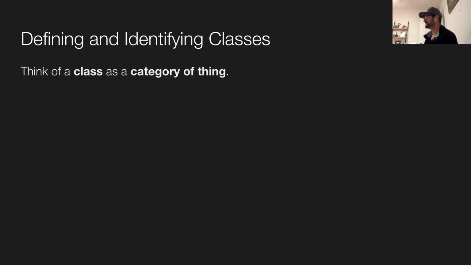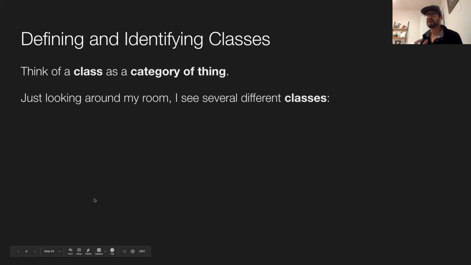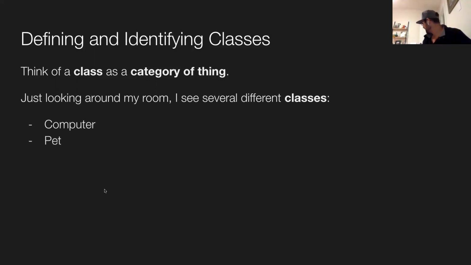I know this definition's still pretty out there, but that's okay. When I look around my room right now, I can conceptualize or see different classes. So there's a computer class. I have three sleeping cats right here. Each one of those is a pet, so I have a pet class. I have a water bottle, so I have a sports drink class.